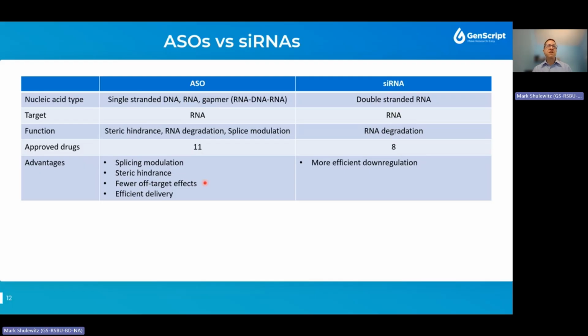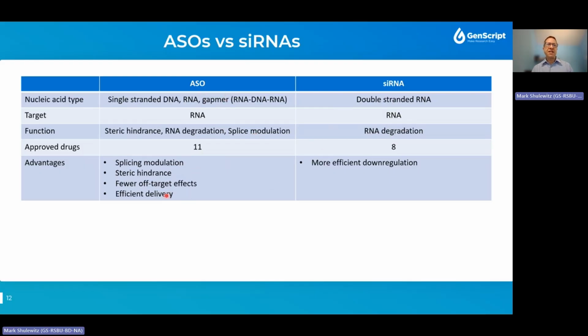The advantages of antisense oligos include that they have a variety of mechanisms. They can function by splice modulation and steric hindrance. siRNA only functions by RNA degradation. So if there's a particular disease that requires splicing modulation or steric hindrance, antisense oligos are the only choice. However, in instances where a particular protein is hyperactive and you want to downregulate it by, say, inhibiting translation or degrading the messenger RNA, both antisense oligos and siRNAs will work.